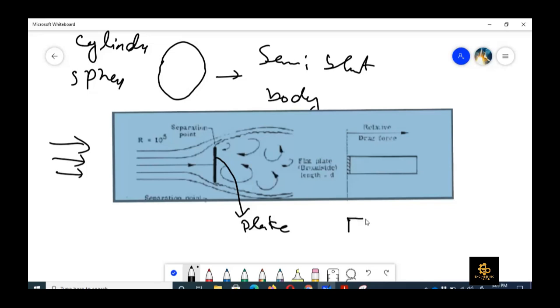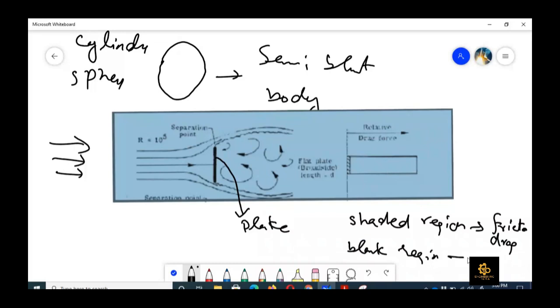Now here on the right hand side, they have shown two areas. One is the shaded region, that is the friction drag, and one is the blank region. So that is due to pressure drag.